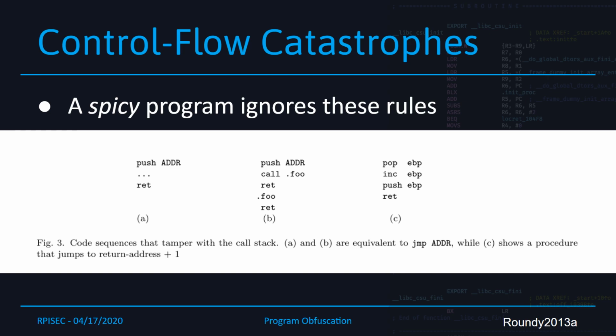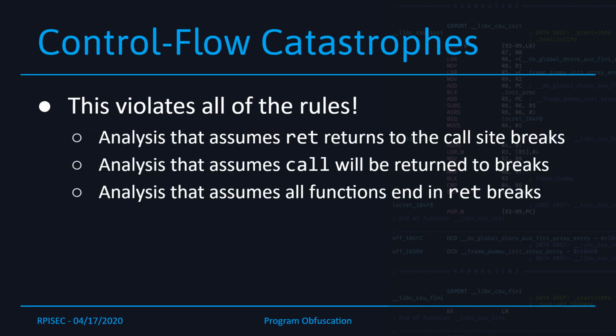Similarly, the second one also just does a jump. All we do is we push the address, we call into a function, and then we just return again. And as we see here, this winds up just hitting a ret instantly and going back to that address. So this kind of stuff is confusing. It violates all the rules. We're using return to do things that aren't returning. We're using call to go to places that aren't functions. And we have rets that don't end a function.